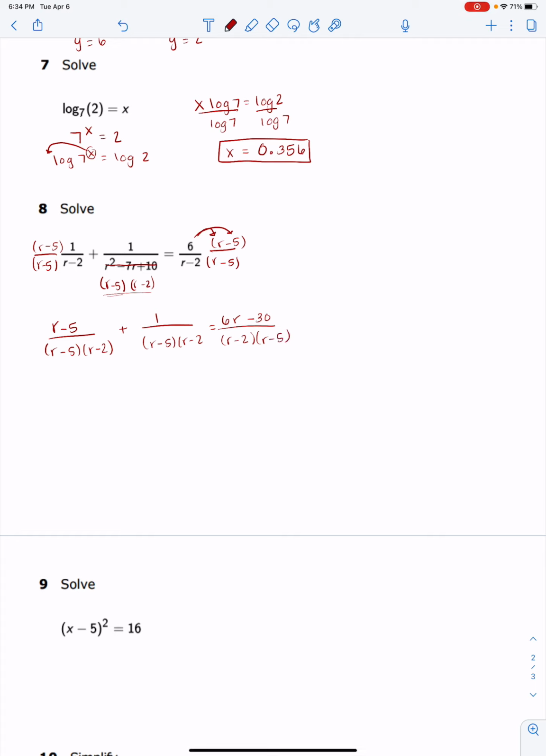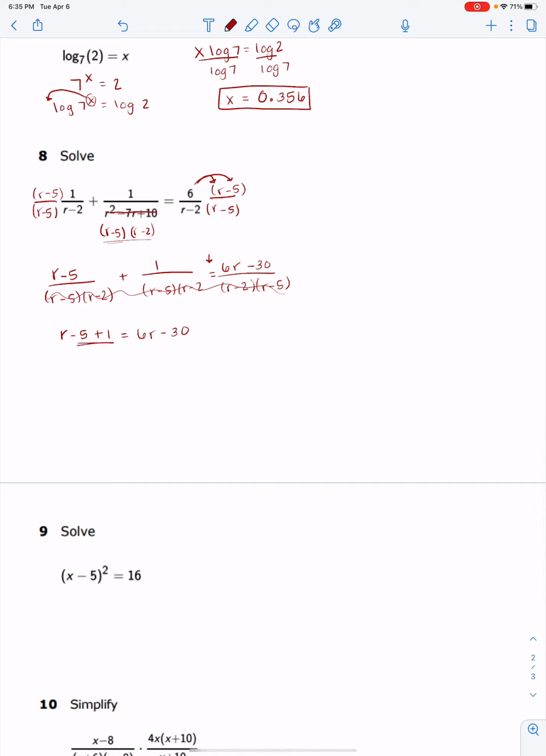Now that I have all the same denominators, when there's an equal sign, we said that you can get rid of the denominator and solve the numerator. So r minus 5 plus 1 equals 6r minus 30. So negative 5 plus 1 is negative 4.